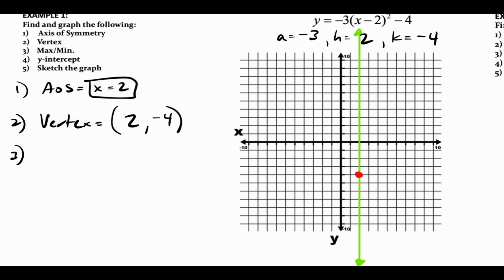Is that dot going to be a maximum or is it going to be a minimum? It's going to be a maximum. How do we know it's going to be a maximum? There you go. A is negative. So it means it's going to be the top of the hill. So it's going to be a max at -4. Good. -4.